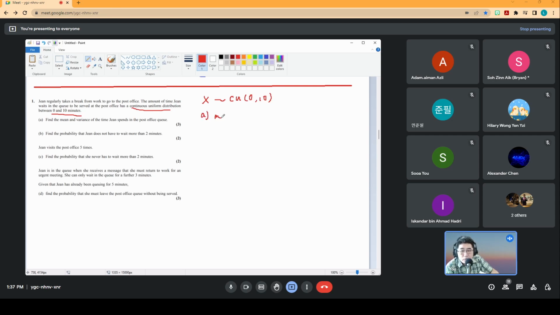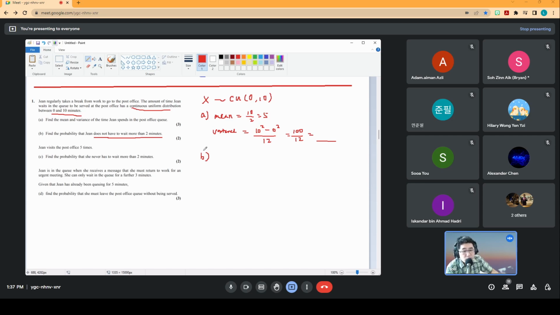So mean equals 10 over 2, which equals 5. Variance equals (10 squared minus 0 squared) over 12, so it's 100 over 12. Simplify it if you need to. Then B, find the probability that Jin does not have to wait more than 2 minutes.